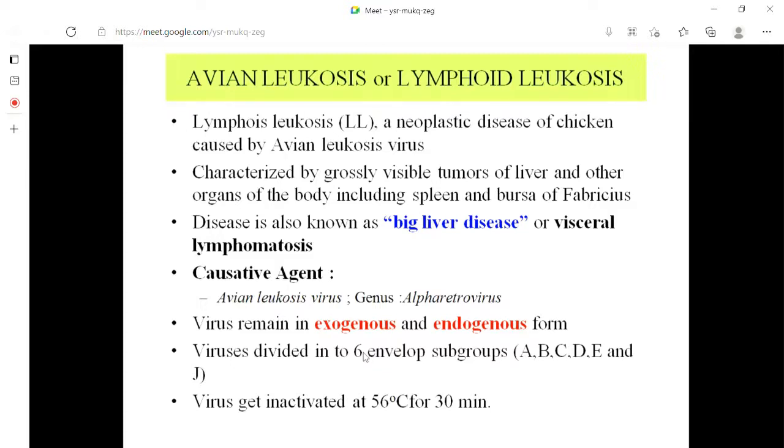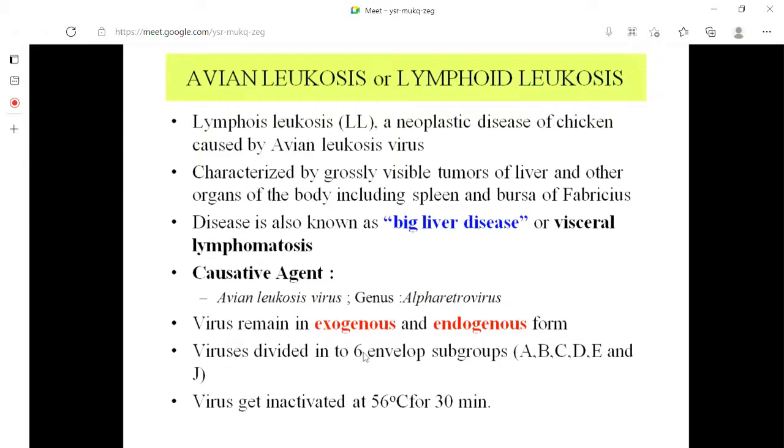Coming to the diseases. First is avian leukosis or lymphoid leukosis. This disease was identified a long time back, in 1904, I think, and was found to be a tumorigenic infection. So it is also called lymphoid leukosis.